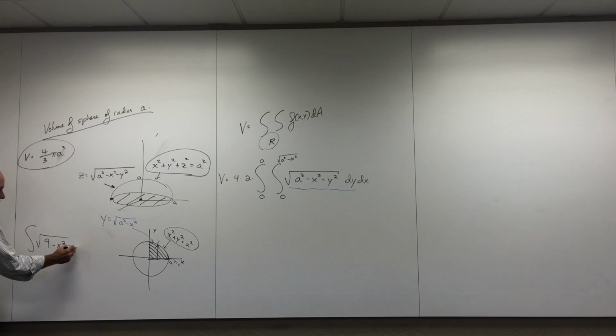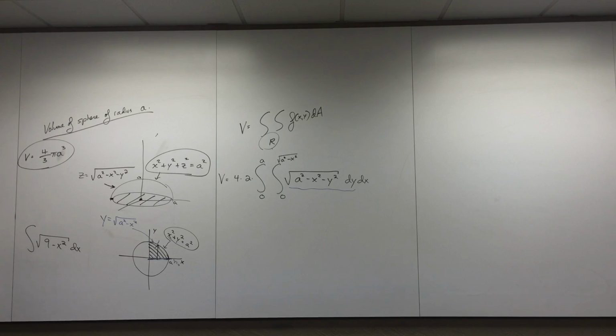Okay, in Cal 2, you learned how to do this integral. And by the way, this is a semicircle, radius 3. In Cal 2, you learned how to do this integral. Do you remember what you did? I think you would rewrite it as 9 minus x squared to the 1/2.